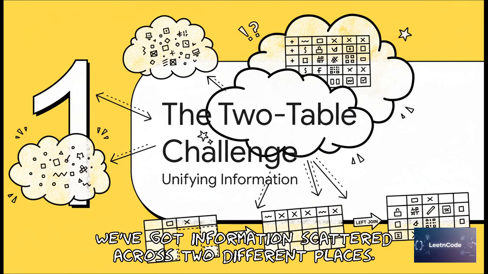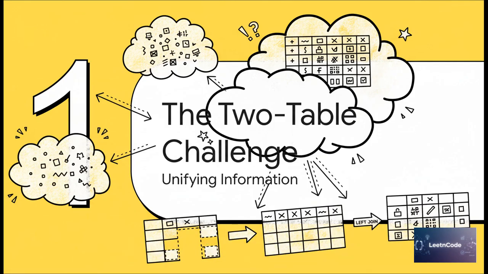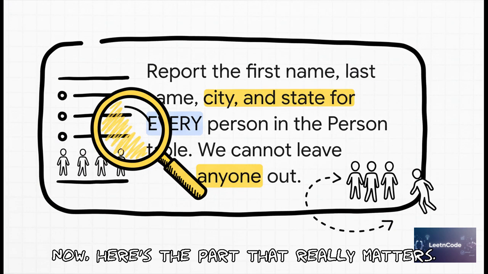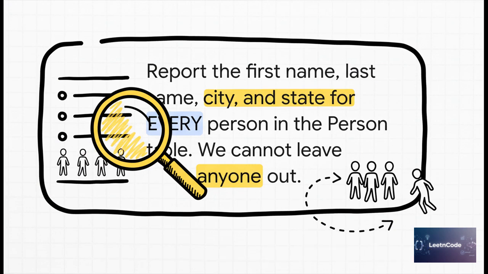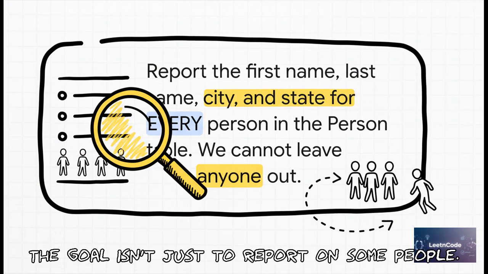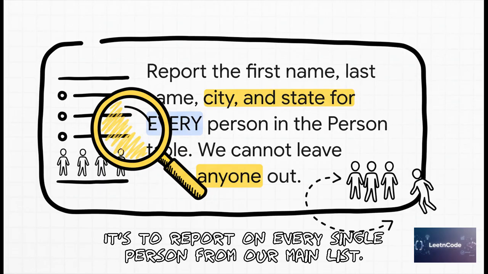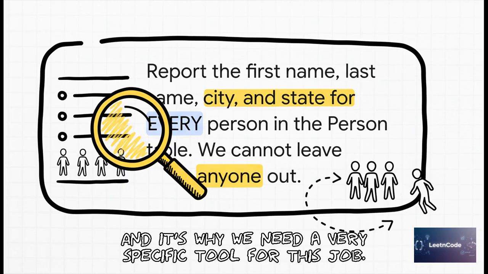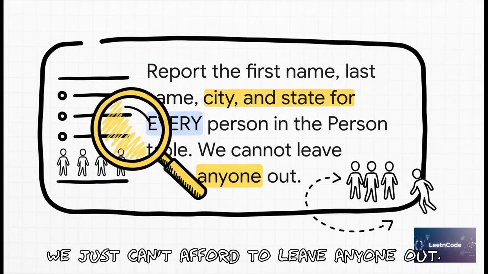We've got information scattered across two different places, and our job is to pull it all together. The end goal is to build one single, comprehensive report that tells the whole story. Now, here's the part that really matters. The goal isn't just to report on some people, it's to report on every single person from our main list. That one word, every, is absolutely crucial. It's the whole reason we're here, and it's why we need a very specific tool for this job. We just can't afford to leave anyone out.